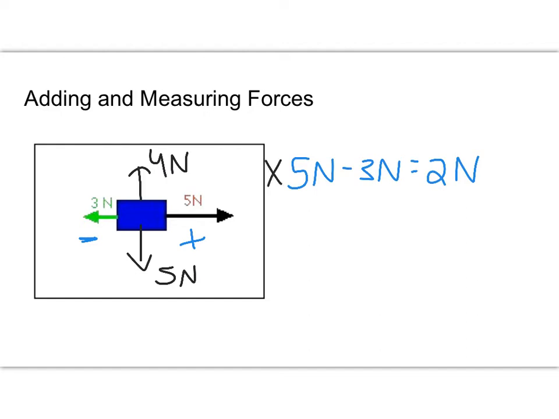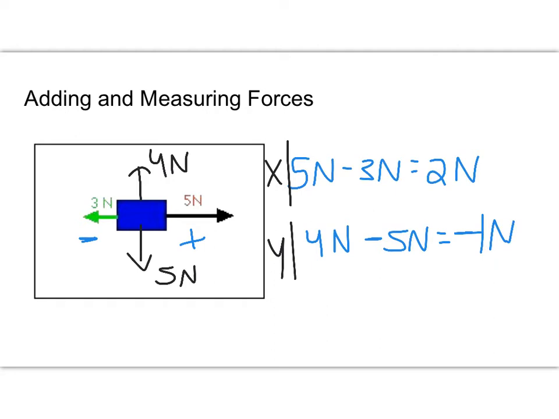This would be in the x direction, and then I would have my y direction. So I would have 4 newtons, because it's positive, minus 5 newtons. So that'd be negative 1 newton. My next step could be creating a triangle to solve for the vector. So a lot of these vector parts of our first chapter are going to come back in this unit.